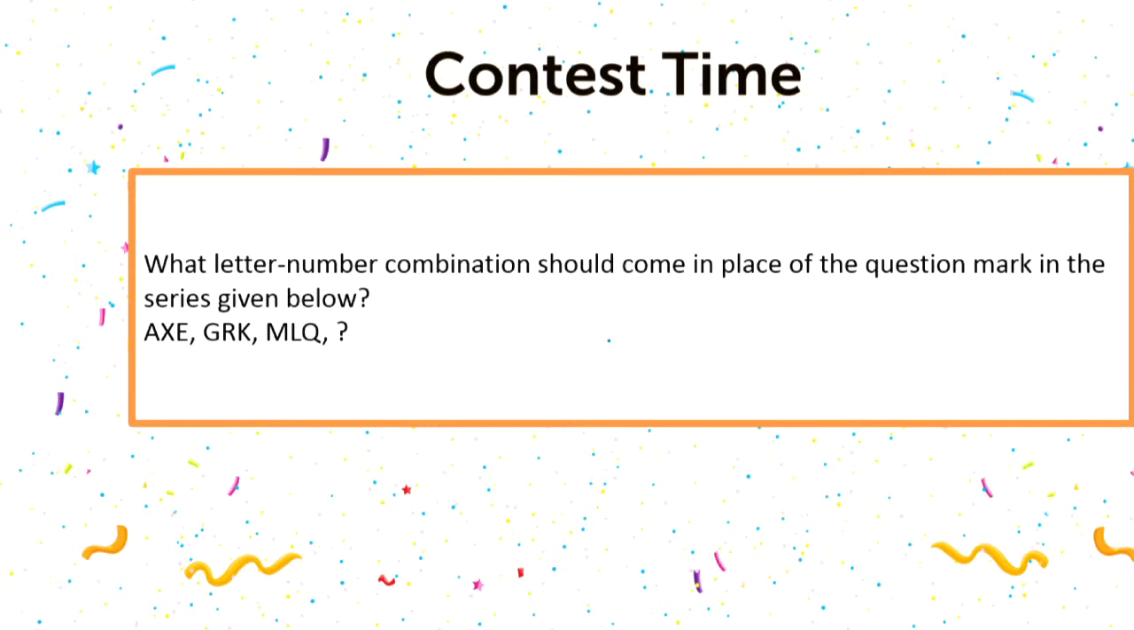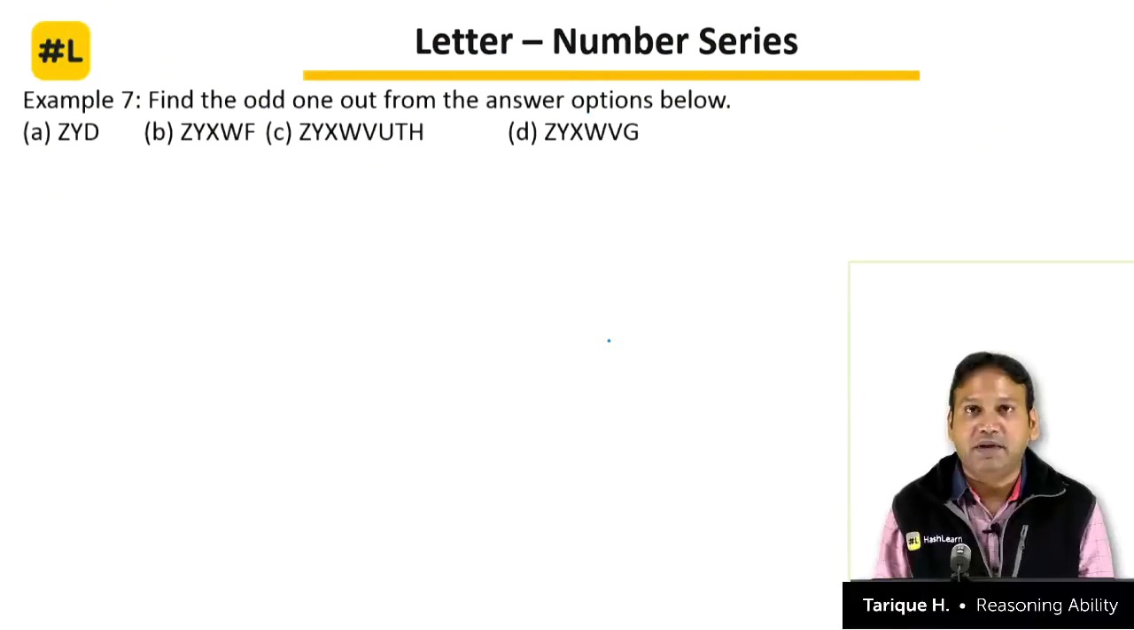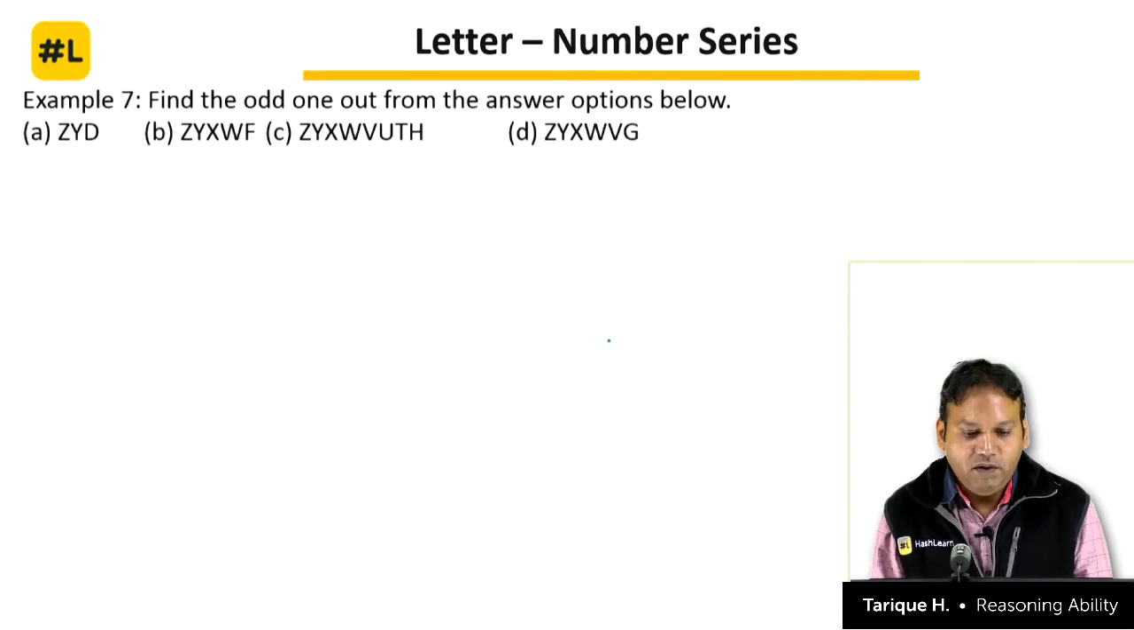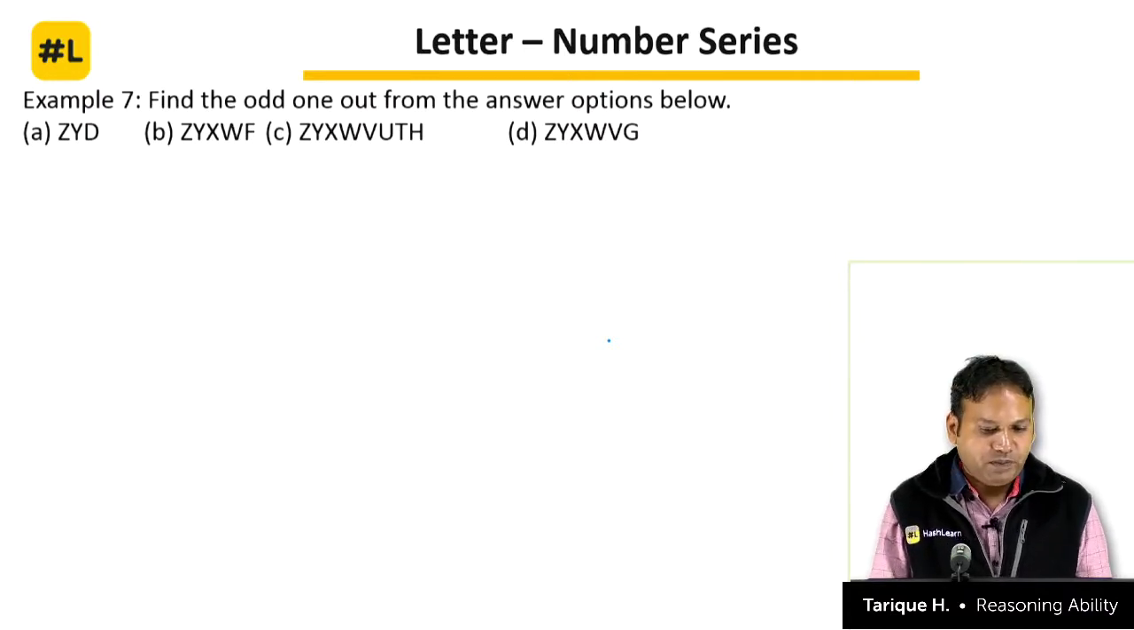For now, we will continue with the discussion on alphabet and letter series, the remaining question types, to understand what else can come in the examination from alphabet letter series. So, again we have an odd one out question. Find the odd one out from the answer options below, clear.